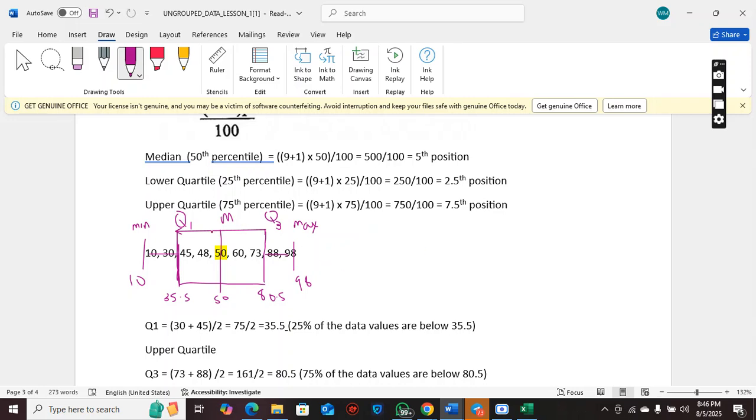So if they ask you to draw a box and whisker plot for your data set, just get your minimum, your maximum, lower quartile, median, and upper quartile. Then have you seen the way I've drawn this box, this shape here? That's how your box and whisker plot should be. Questions and queries.